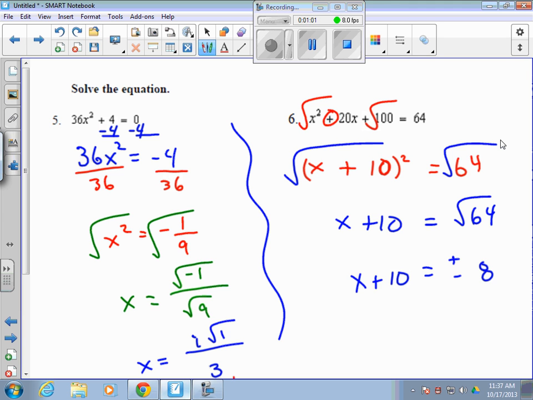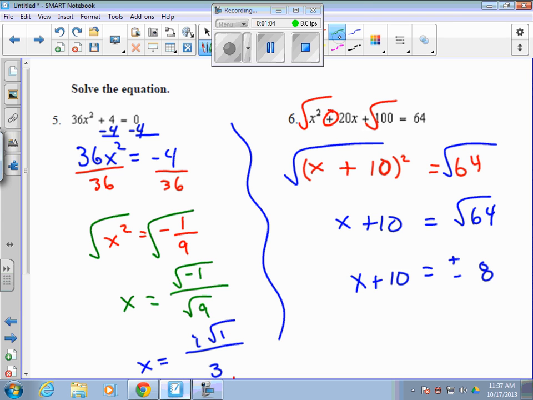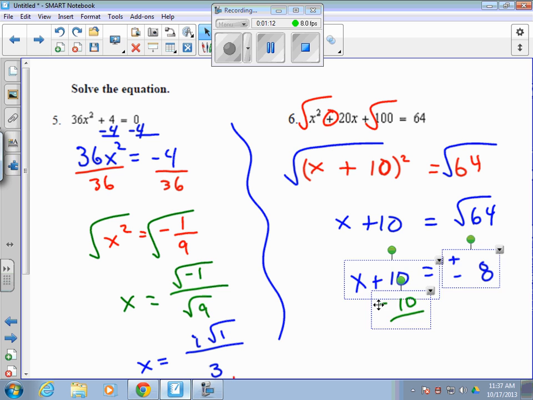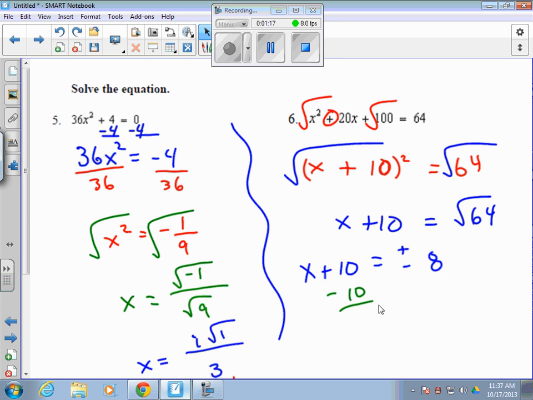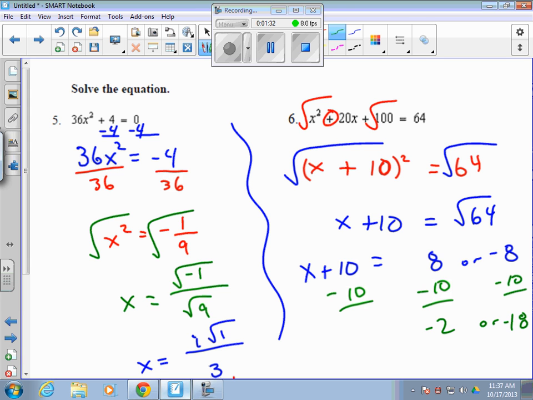So when we undo plus 10, we subtract it. We subtract 10 from positive or negative 8. So the easiest way to look at that is to say it's either 8 or negative 8. So subtract 10 from both of them. Minus 10 from 8 is negative 2, or subtract 10 from negative 8, negative 18. So your two answers are negative 2 or negative 18.